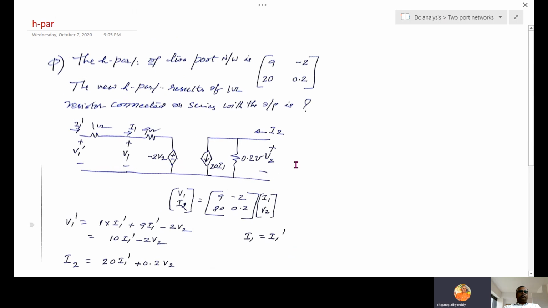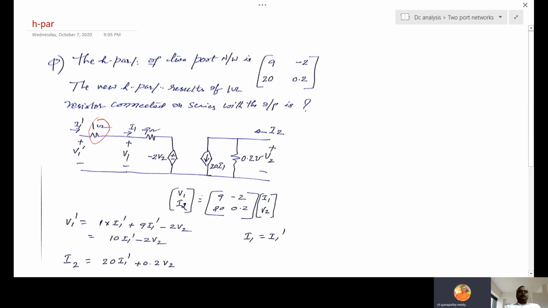This is another small problem. The H parameters of a two-port network are given. The new H parameters result if a 1 ohm resistor is connected in series with the input. So this 1 ohm resistor is connected here. 1 ohm is connected. This is the H parameter.